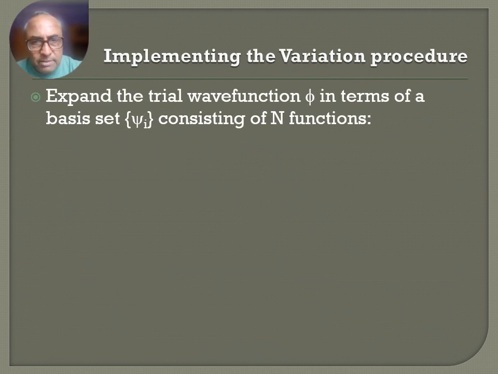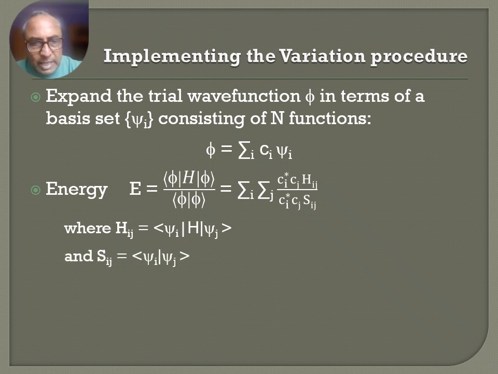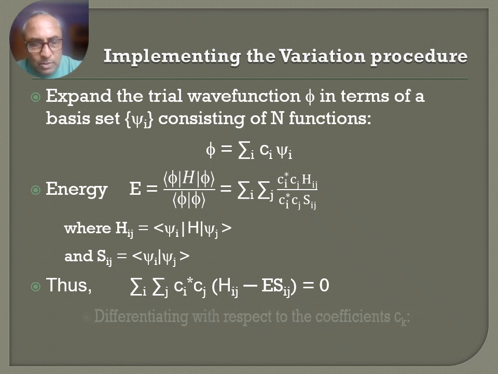Expanding the trial wave function phi in terms of a basis set psi i consisting of n functions, that is phi equals sigma i ci psi i, the energy E is equal to sigma i sigma j ci star cj Hij divided by sigma i sigma j ci star cj Sij, where Hij is the matrix element of the Hamiltonian, that is bra psi i H psi j ket, and Sij is the matrix element of the overlap matrix between psi i and psi j. Thus, sigma i sigma j ci star cj times Hij minus E Sij equals 0.